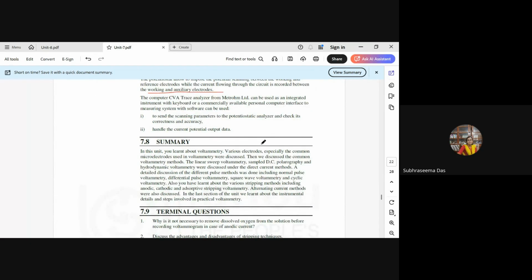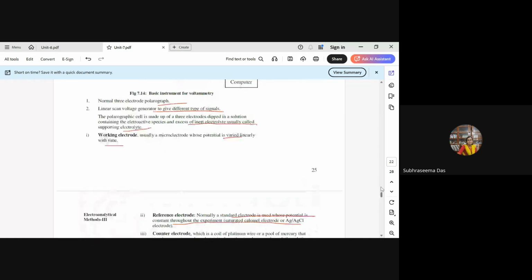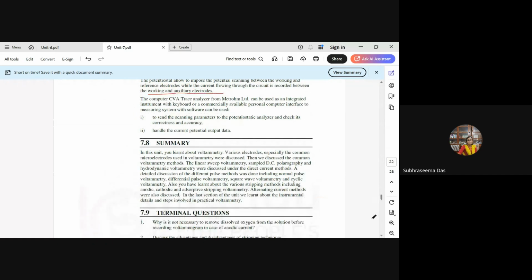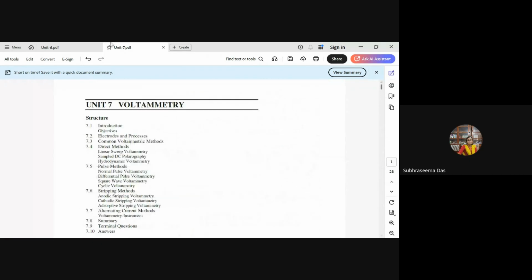So, in summary, we have learned about the various types of electrodes, especially the common microelectrodes that are used in voltammetry. Various types of voltammetric methods have been discussed, including the different pulsed voltammetric methods. So with this, today's unit on voltammetry is finished.